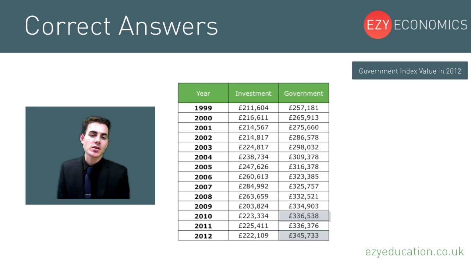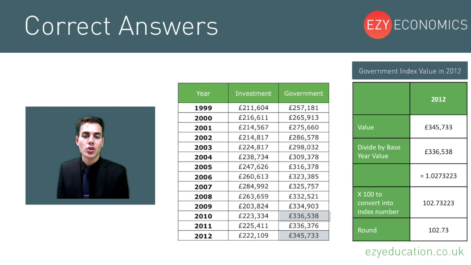And finally, we're asked to calculate the government index value in 2012. Well, the value in 2012 was £345,733. Divide that by the base year value of £336,538 to give us 1.0273223, multiplied by 100 to convert into an index number, and finally rounding to 2 decimal places gives us 102.73, which is the government index value in 2012. And those are the correct matches.